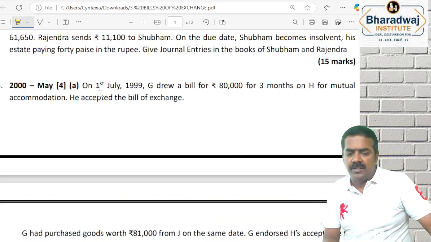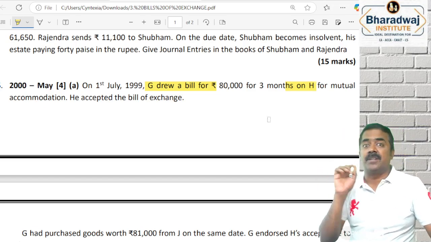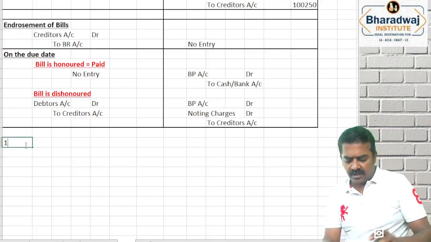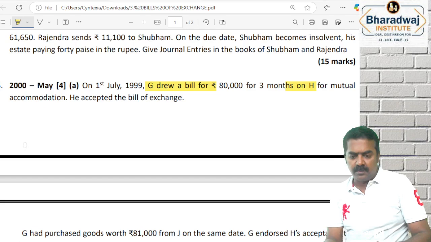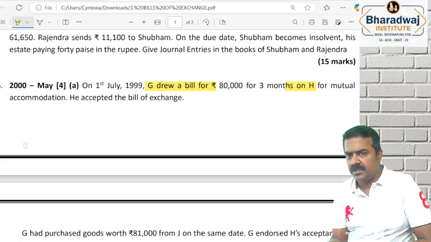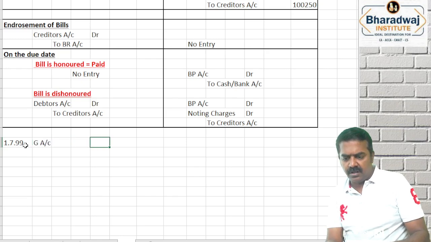What journal entry will come in the books of H? First journal entry. Who drew the bill? G drew the bill on H. On 1st July, is H the drawer or acceptor of the bill? Acceptor of the bill. Let us do it together. On 1st July 99, what entry will we pass? G draws the bill. G account debtor to bills payable.